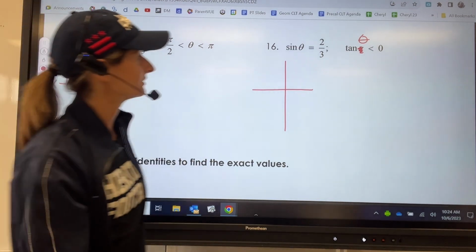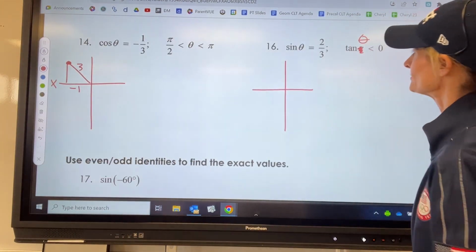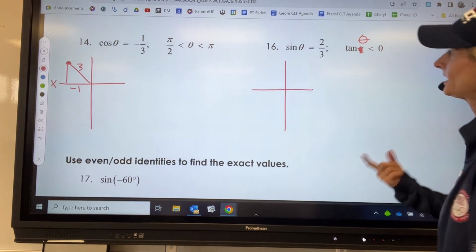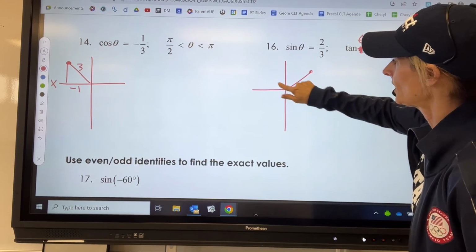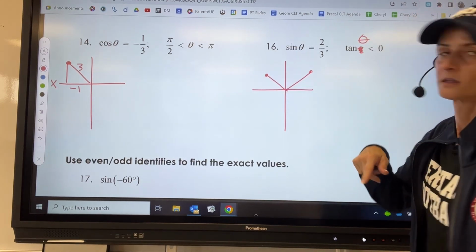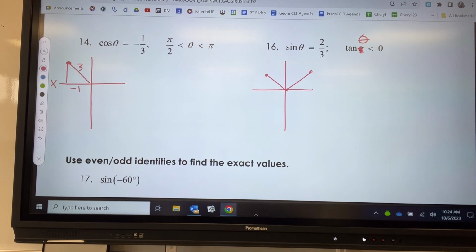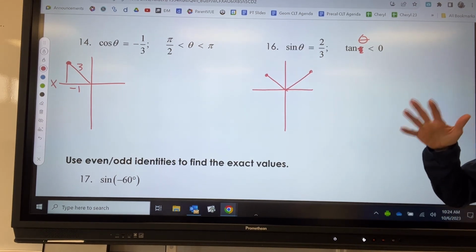Okay, this triangle, the sine is 2/3. All right, well, that's positive. The y value is positive. It's either gonna be in quadrant 1 or quadrant 3, but we don't know yet. Second piece of information is gonna confirm that, tell us which quadrant we're in.